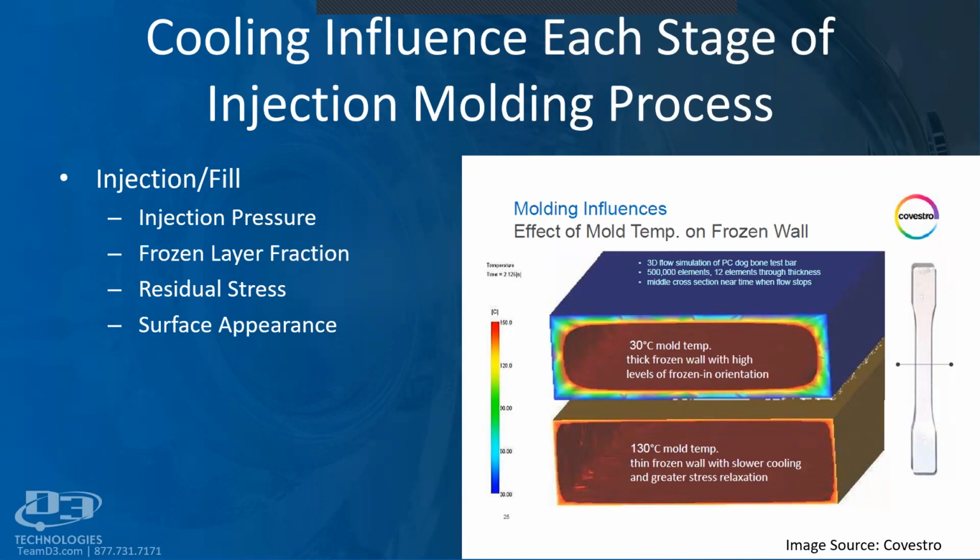Colder molds are going to require higher injection pressures. It's also going to influence how our part sets up and how we develop a frozen layer up against that cold mold wall, and that will, in turn, influence the residual stress in our part. And ultimately, it will also influence how our part is going to look. Here on the right-hand image, we are seeing two tensile bars that were molded at two different mold temperatures. We can see that with the colder mold wall, we are going to have a thicker frozen layer fraction, material that freezes upon contact, than if we run a hotter mold.